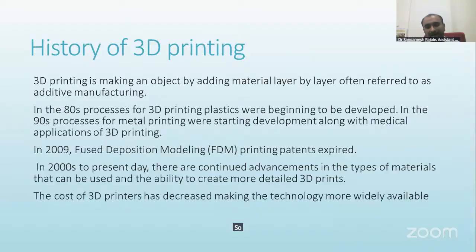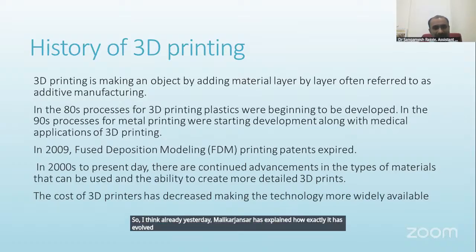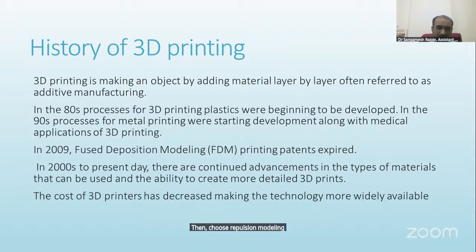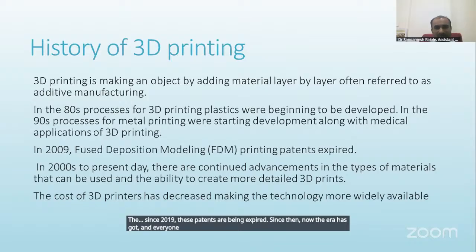So I think already yesterday Mallikarjun sir has explained how exactly it has evolved. 3D printing started in the 80s. We called it additive manufacturing, then fused deposition modeling. Since 2019, these patents have been expiring. Since then, the era has come and everyone is moving towards 3D printing of components.